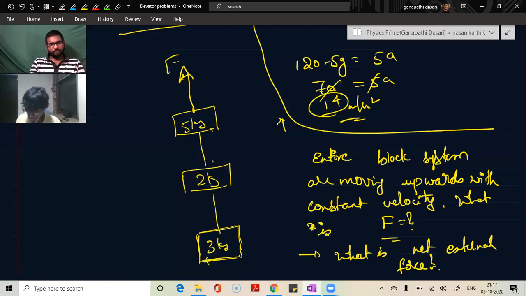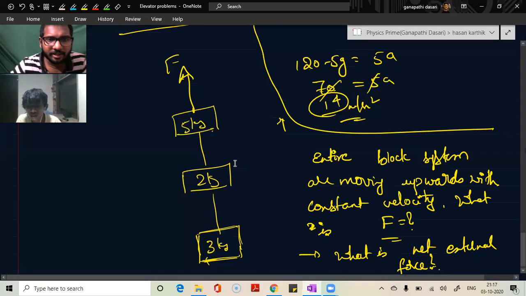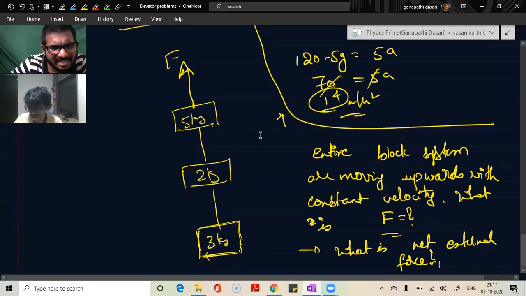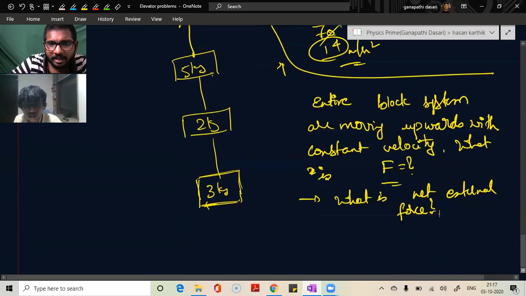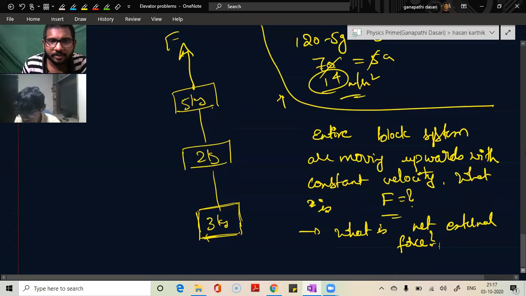So total force is 18G, net external is 10G. Net external is 10G. You carefully try to understand. Why did you write 18G? Sir, by solving separately for 3. Not required. Let me see.